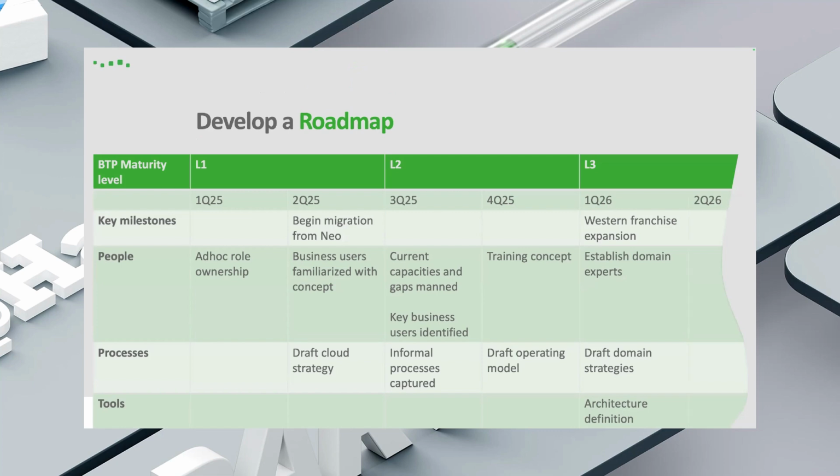We would say that a next step after developing an initial strategy is developing some kind of a roadmap. This is a screenshot, kind of an excerpt out of something larger we're working on. It's a people, processes, tools framework for BTP adoption.